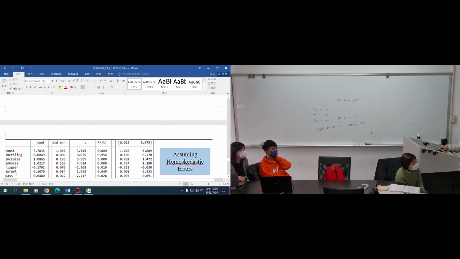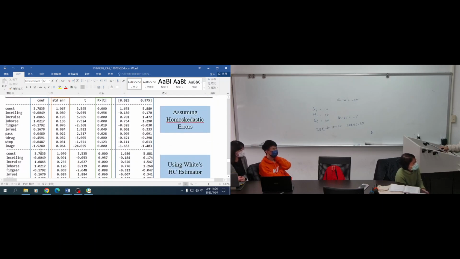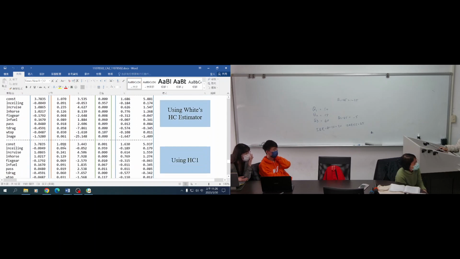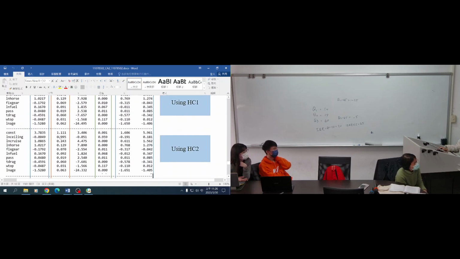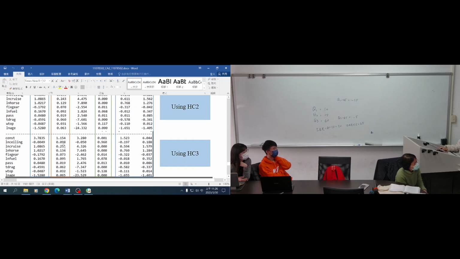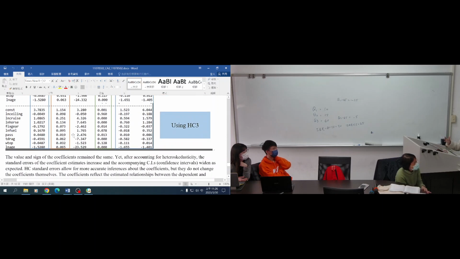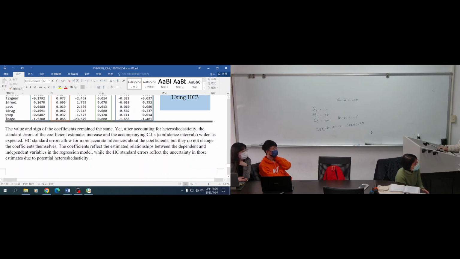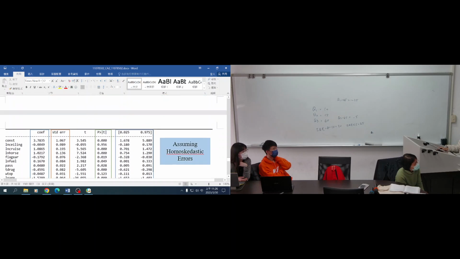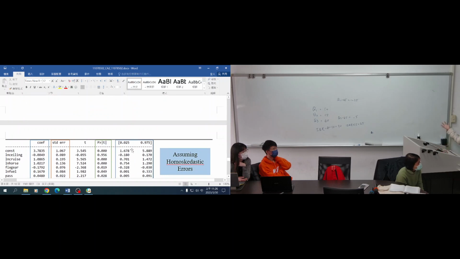So the coefficients are the same, but for the standard errors, we can focus on ln seeding. It gets higher: 0.089, 0.091, 0.094, 0.095, 0.098. So the more complicated the HC estimators are, the higher the standard errors that we get. The value and sign of the coefficients remain the same, and the confidence intervals get wider as we use HC0 to HC3.